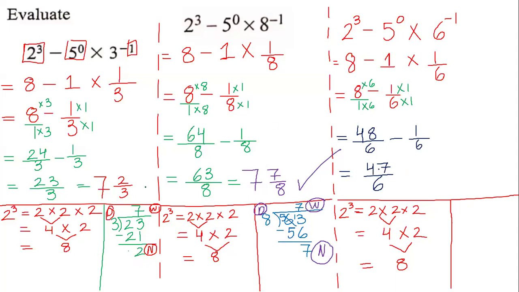All right. So we have 47 over 6. How many times does 6 go into 47? Let's do this. Wait, this is going to be, let me, okay, let's say 6 into 47.